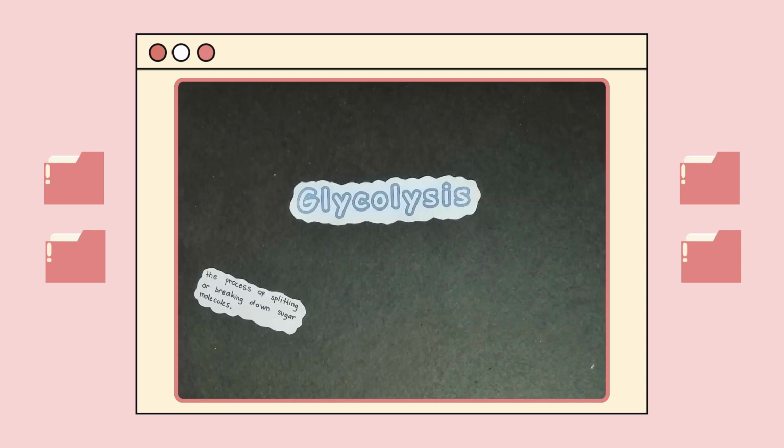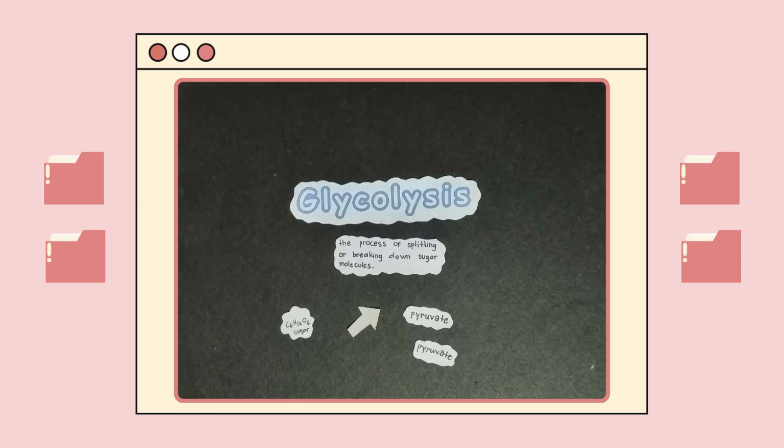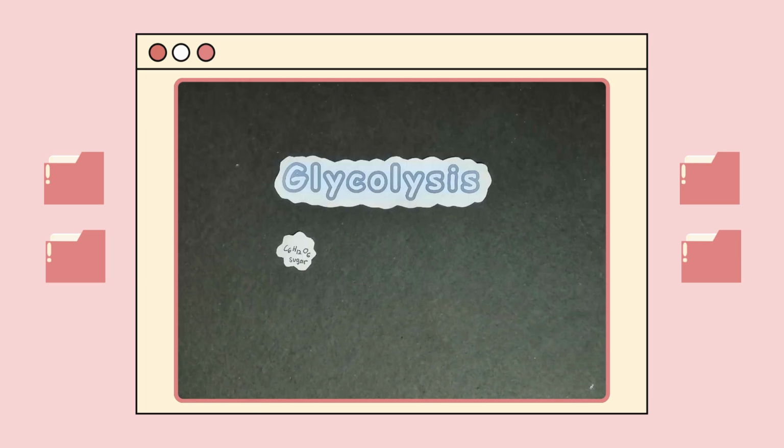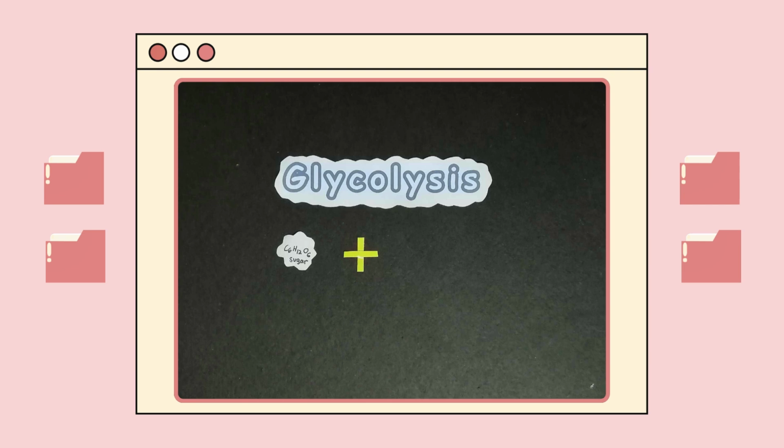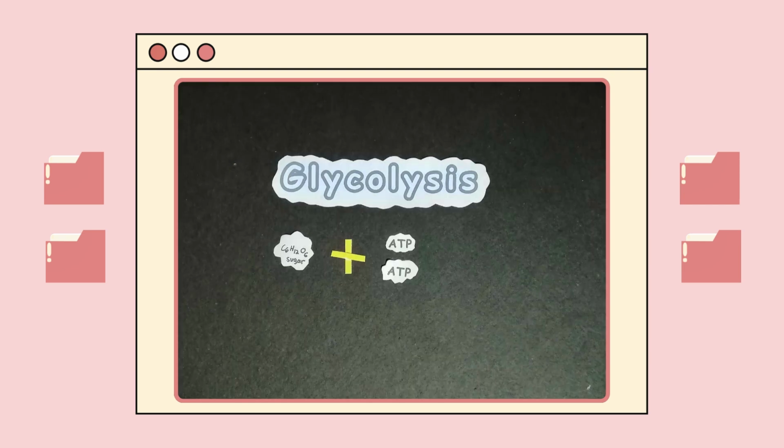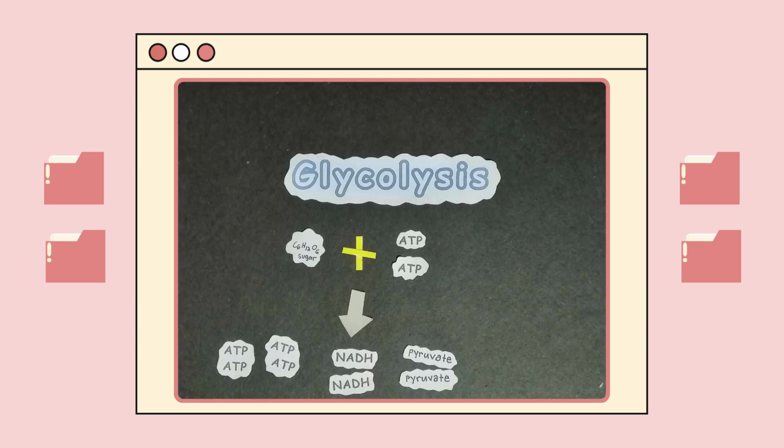Glycolysis is the process of splitting or breaking down sugar molecules to produce energy and does not require oxygen. Glycolysis happens in the cytoplasm. One sugar molecule will be converted into two pyruvates. So one sugar molecule plus 2 ATP results in 4 ATP, 2 NADH, and 2 pyruvates.